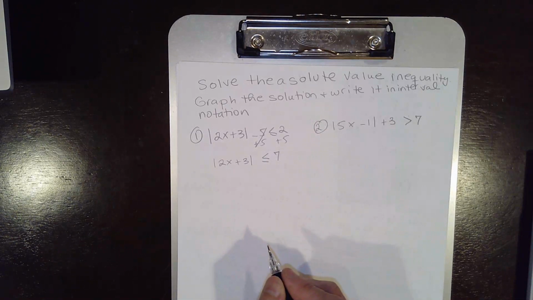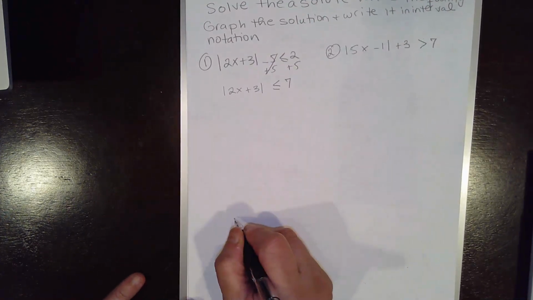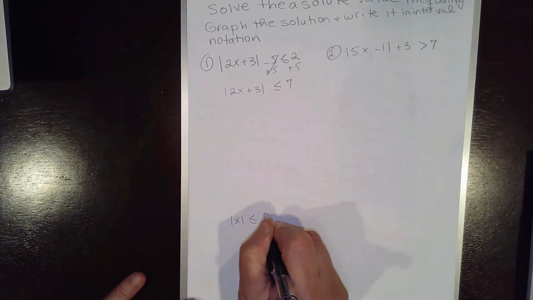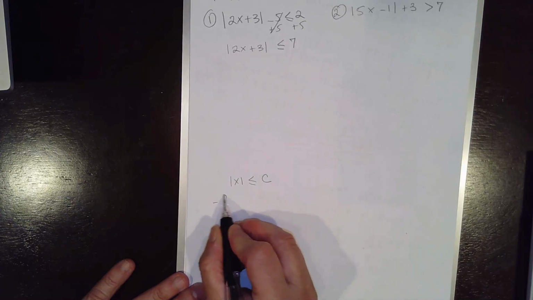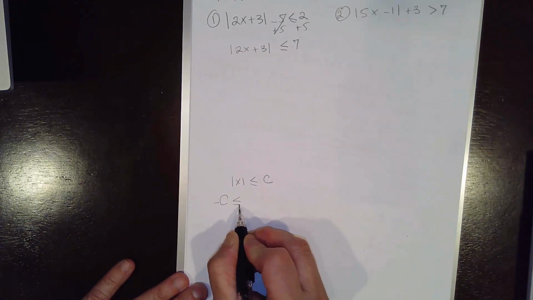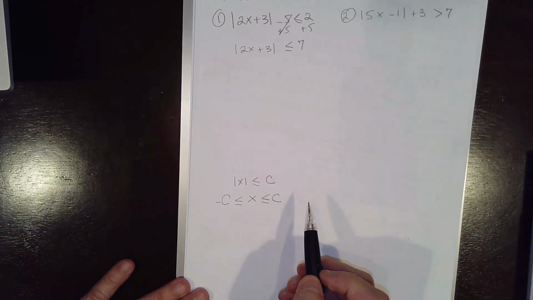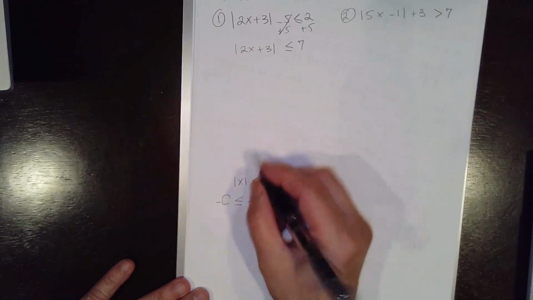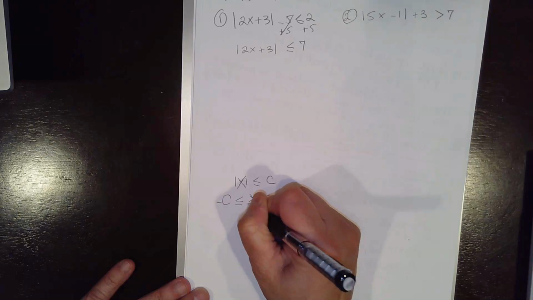Now the way we solve this absolute value inequality, this is equivalent to the absolute value of x less than or equal to c. And this is the same as negative c less than or equal to x less than or equal to c. And then you solve for the variable. Now x doesn't have to be the variable x, it can be any expression here.